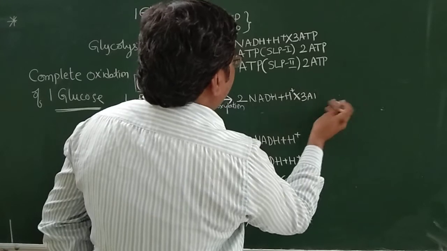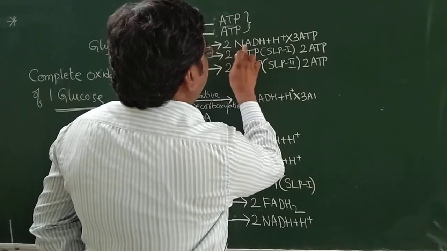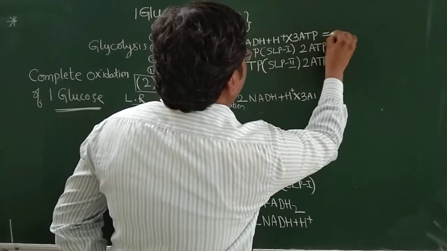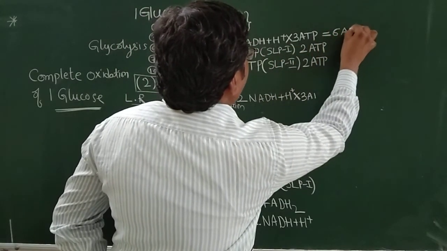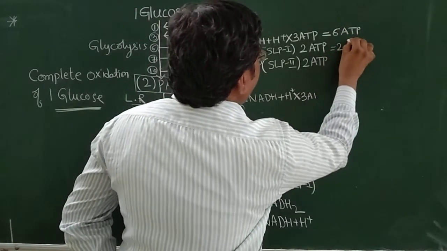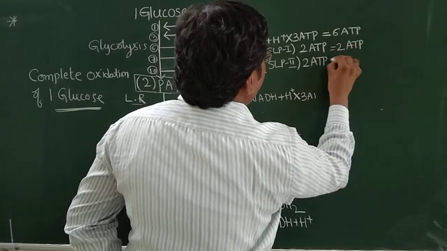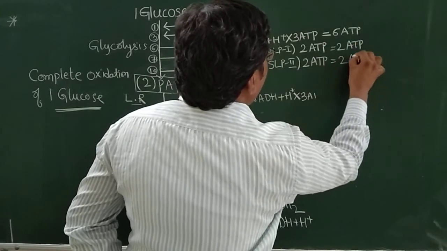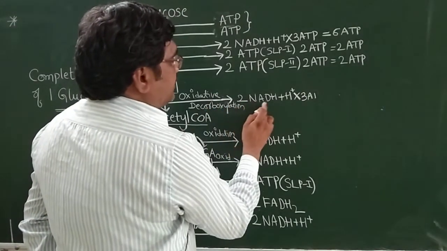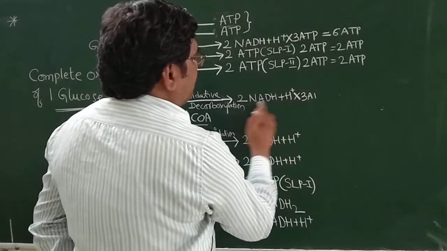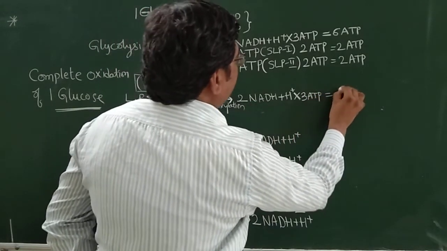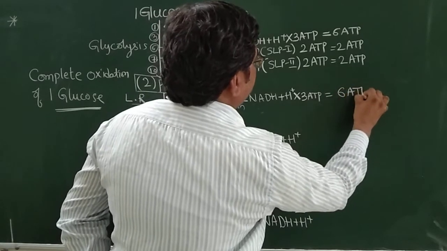Here 2 NADH2 are produced. 2 into 3 equals 6 ATPs, so 6 ATP molecules. Here 2 ATP molecules are produced, and here 2 ATP molecules are produced. During the link reaction, 2 NADH plus H plus, with 1 NADH equal to 3 ATP, form 6 ATP molecules.